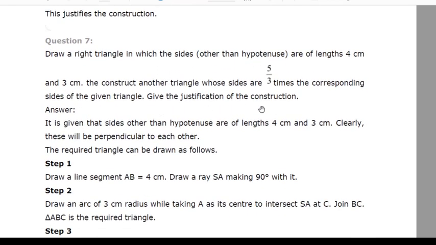Question number 7. Right angle triangle. Construct another triangle whose side is 5 by 3 times the corresponding given triangle and justify your construction. Very simple. This problem also you do yourself.